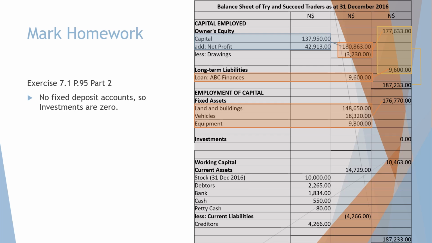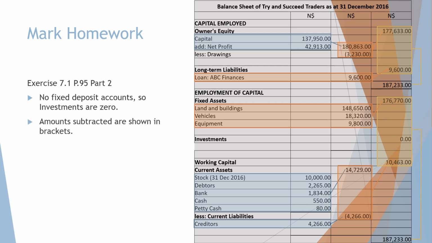So next up, we'll look at working capital. For working capital, we start by getting the total for current assets and also the total for current liabilities, which in this case was just creditors. Then we find the difference between our current assets and our current liabilities, and this gives us the answer of working capital. Then to get to the total of the employment of capital section, we add the fixed assets, the investments and the working capital totals, and this will give us the same total as the capital employed.